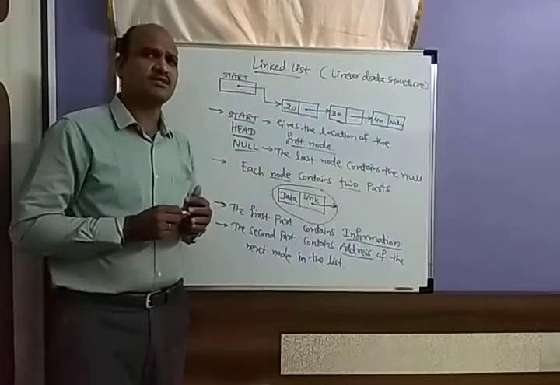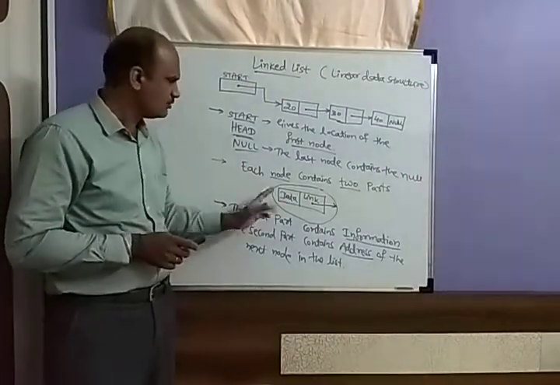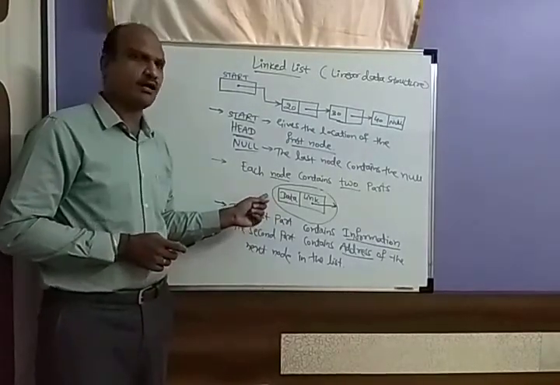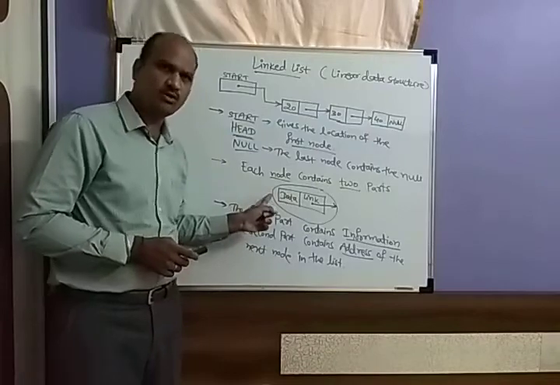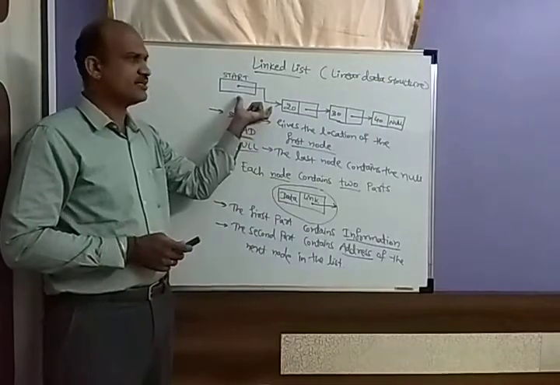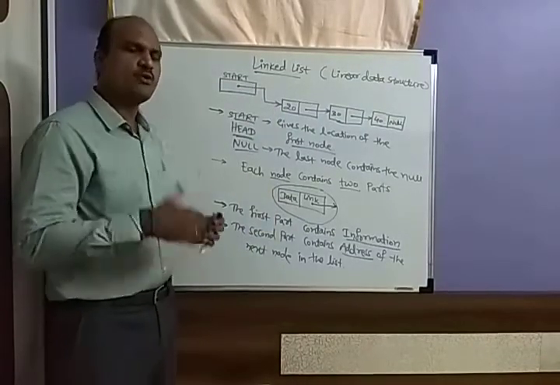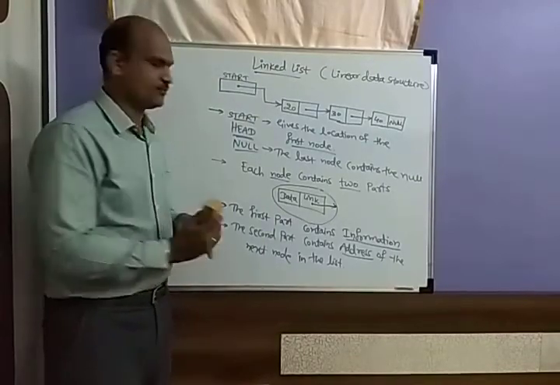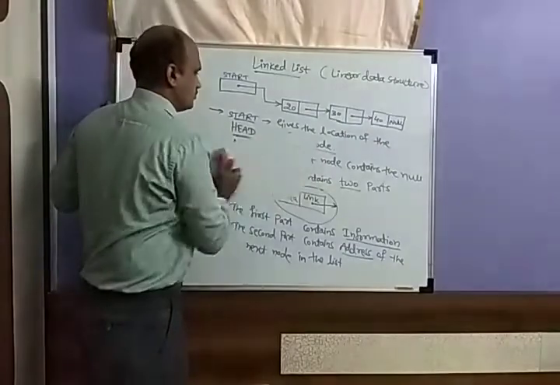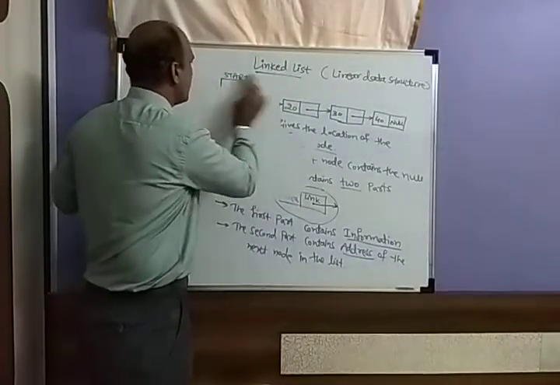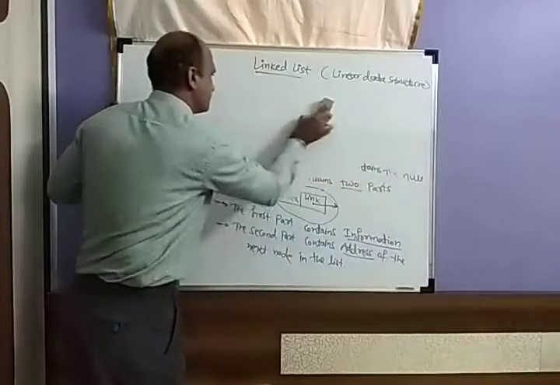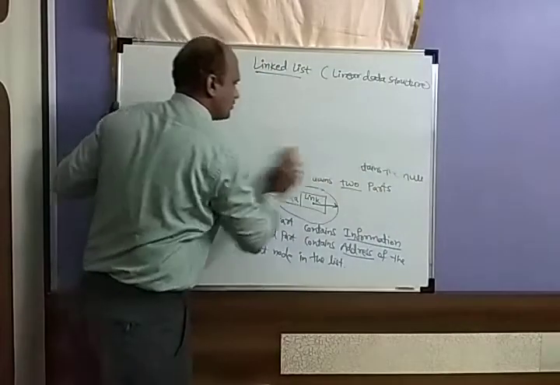So this is a simple linked list: what the linked list is, how to make a node, what the meaning of a node is, what the two parts of the node are, and how exactly the linked list works. Now when you go further, there are different types of linked list. We'll see them one by one.